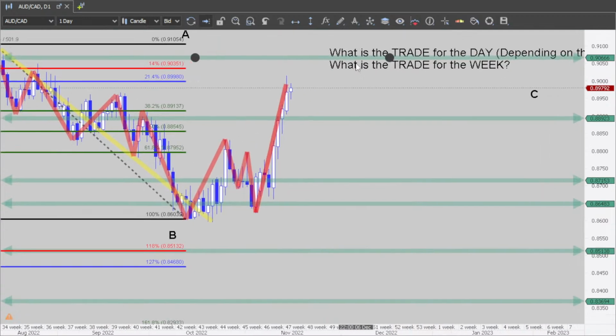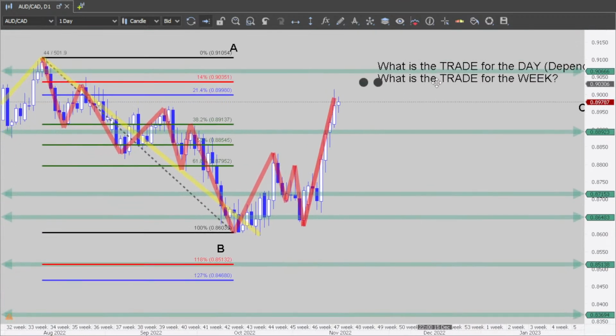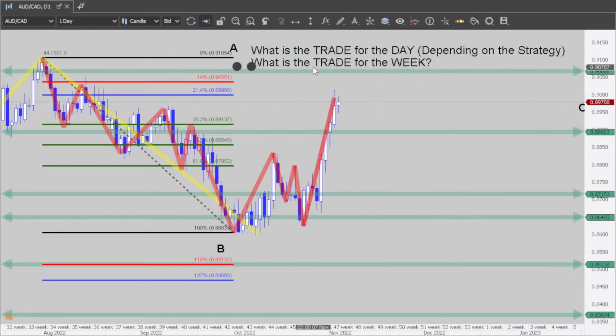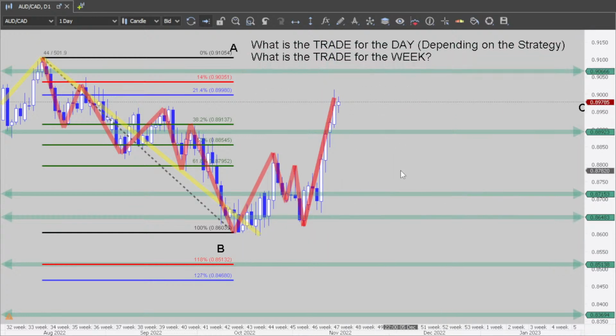Okay, everybody, this should be your thought process. Let's make a poll, everybody. Hedge fund trader Ala, hedge fund trader Julius, hedge fund trader Dancy. You are looking at AUD CAD daily chart. Type in the chat, what is the trade for the day? Meaning long or short, buy or sell. And what is the trade for the week? Long or short on AUD CAD for the week.